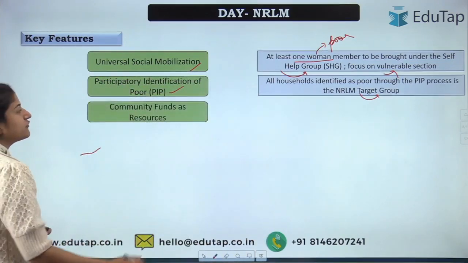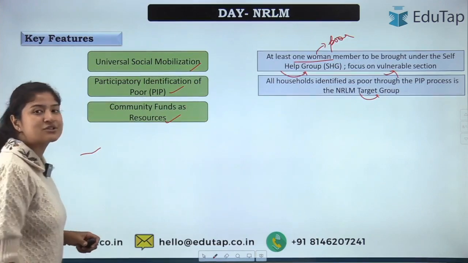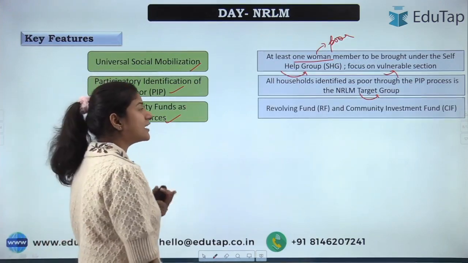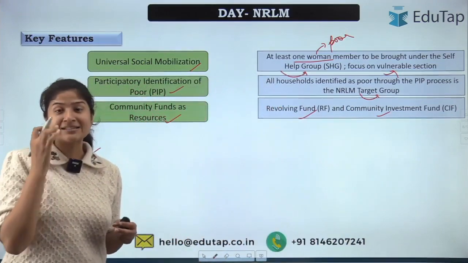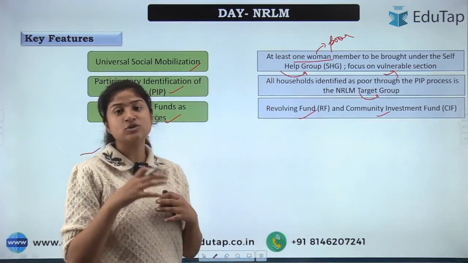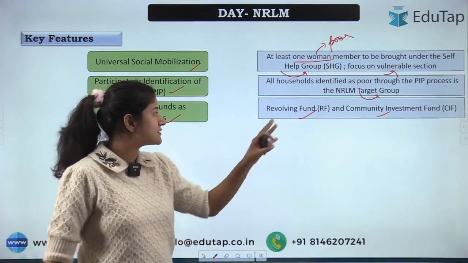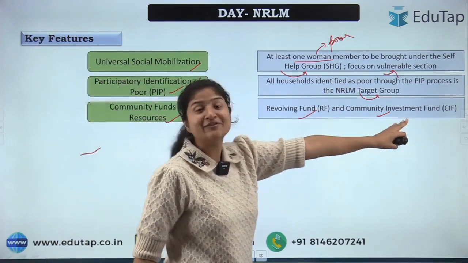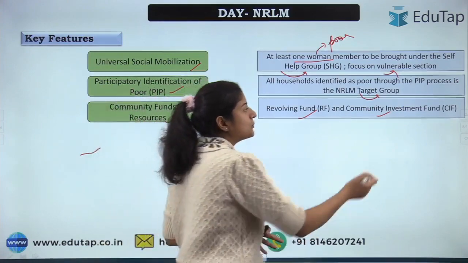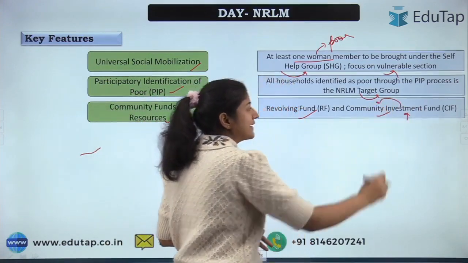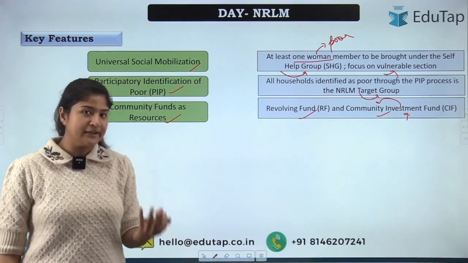The next important feature is community funds as resources. Herein there are two factors: one is the revolving fund and the other is the community investment fund. The revolving fund is something that never collapses, so it is always there for use. And the community investment fund, as the name suggests, can be used for investment in the community for the betterment of it.